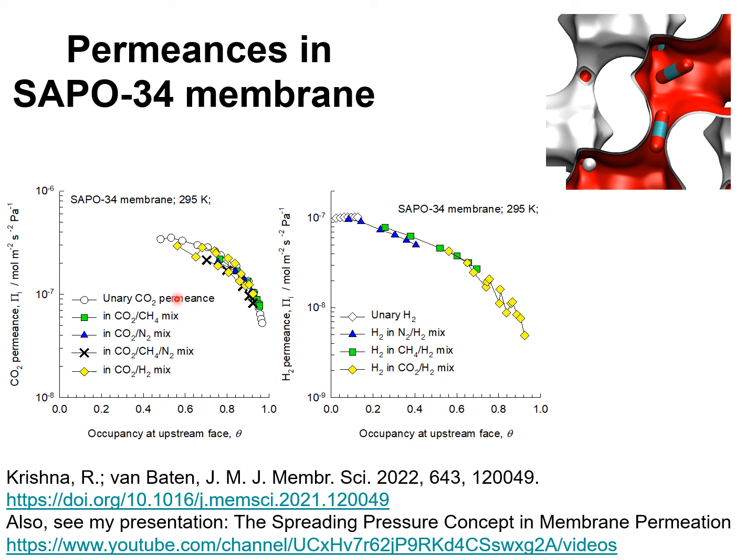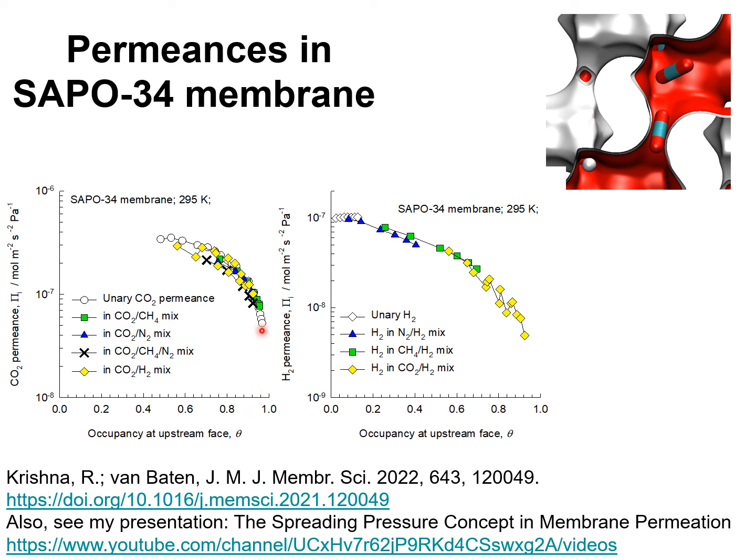Following up from the previous slide on the MD data for self-diffusivities of CO2 and hydrogen in chabazite, let's look at experimental data on the permeances of CO2 and hydrogen in a SAPO-34 membrane. SAPO-34 has the same structural topology as chabazite zeolite. The component permeances are plotted against the occupancy in the upstream compartment of the membrane.